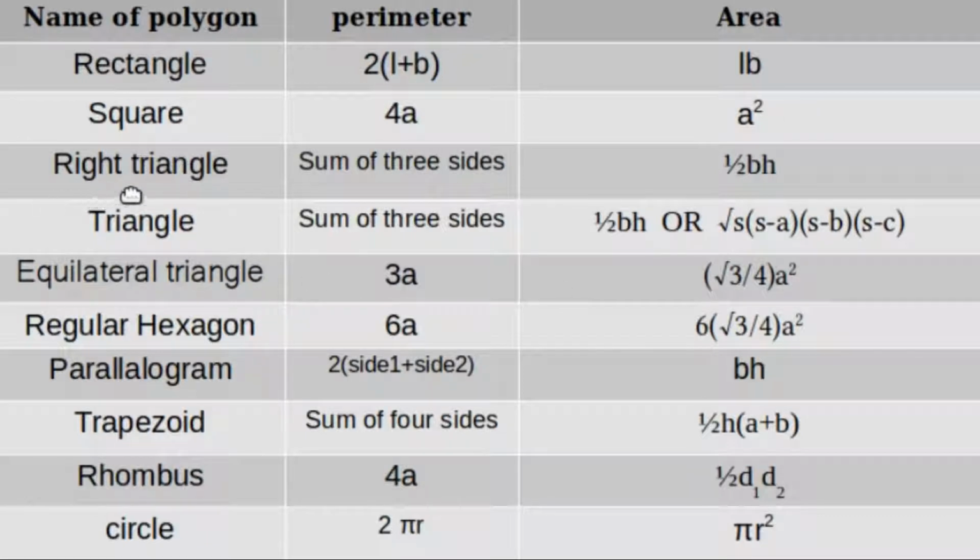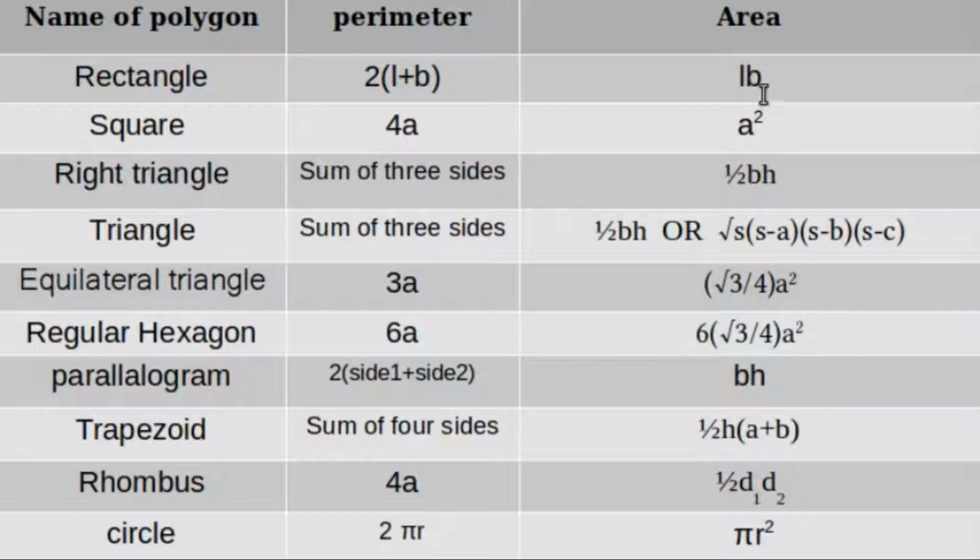And now right triangle. The perimeter of a right triangle equal to sum of all the 3 sides and area equal to half BH. What is B and H? B and H are the perpendicular sides. And next is triangle, the perimeter equal to sum of all 3 sides. Then area equal to half BH. Here B is one side and H is the perpendicular distance from the opposite vertex to that side.